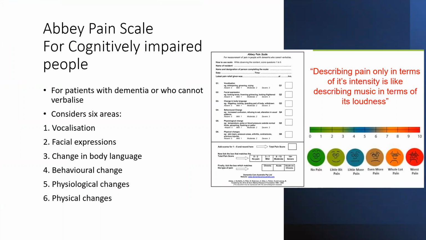Pain assessment in people with cognitive impairment presents a particular challenge. Non-verbal signs that have been suggested as being helpful in assessing pain include vocalization, like groaning, whimpering, facial expressions like grimacing, changes in body language, behavioral changes, perhaps increased confusion or refusing to eat, for example, physiological changes like increase or change in blood pressure and pulse outside of the normal limits, and physical changes like skin tears or previous injuries and evidence of that.